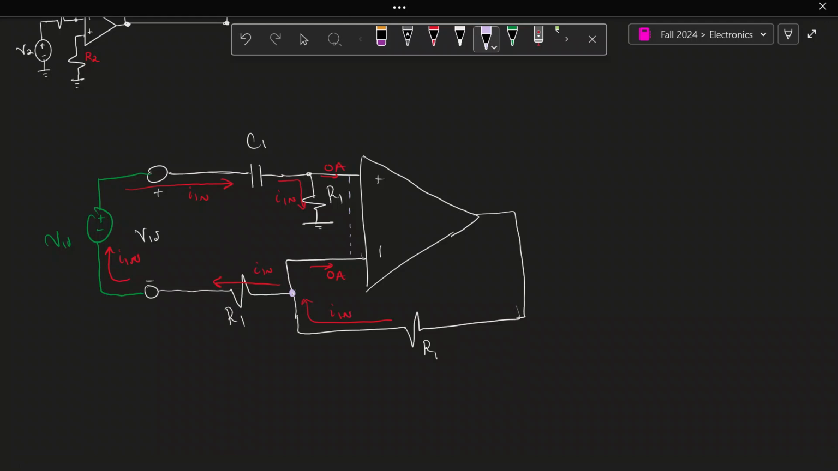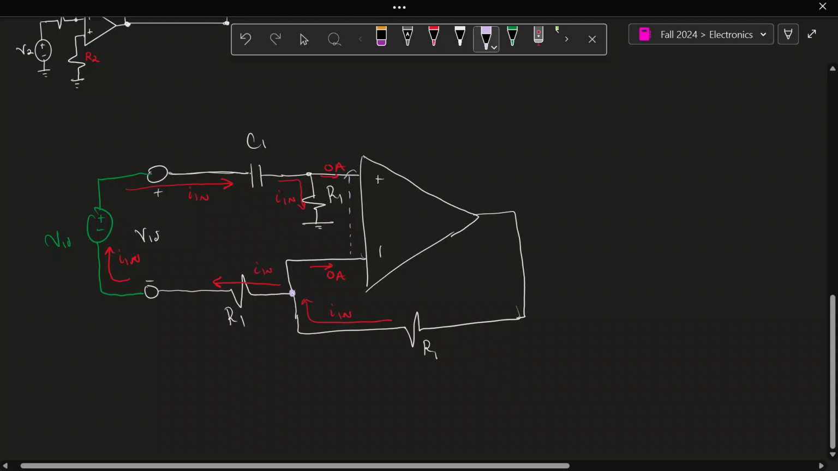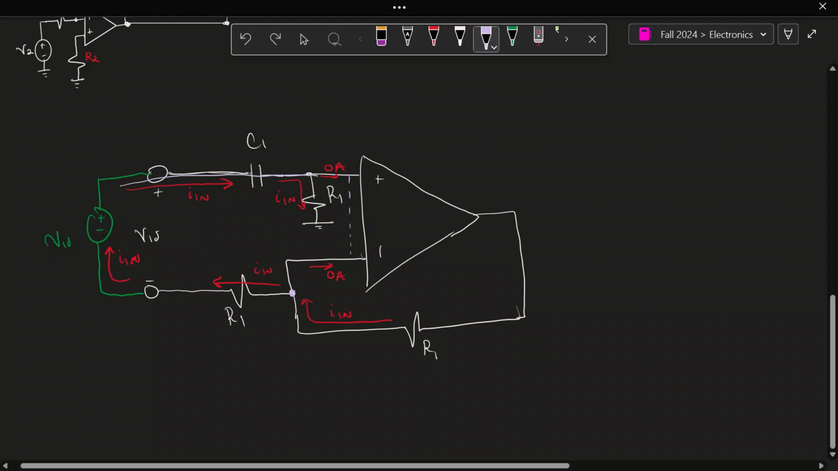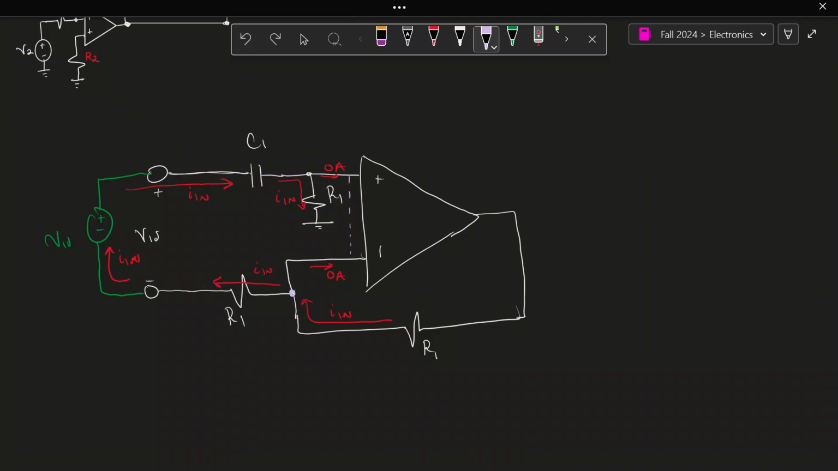Also, there's another little trick you can do here. What do we know about the potential difference across the inputs of the amplifier when you have negative feedback? Well, there's no voltage difference. What can you do then? It might make it easy to write a KVL here. So let's write one really fast.